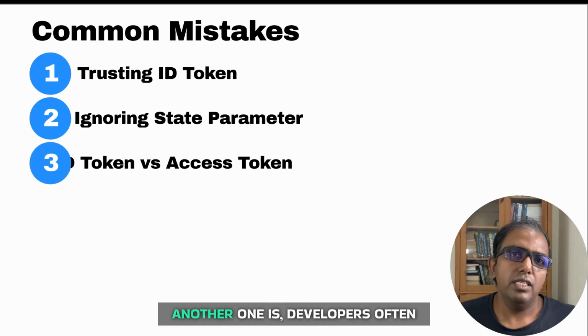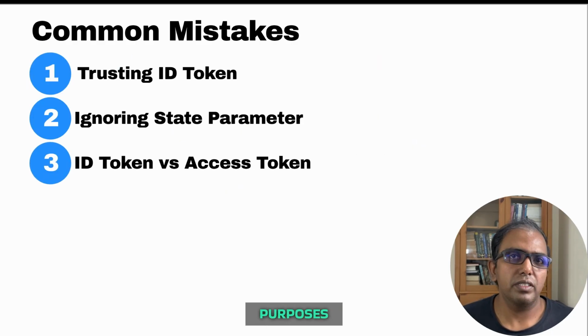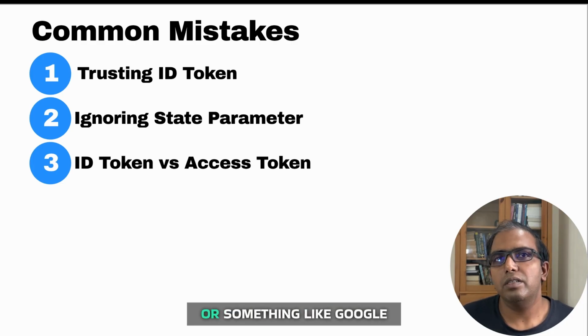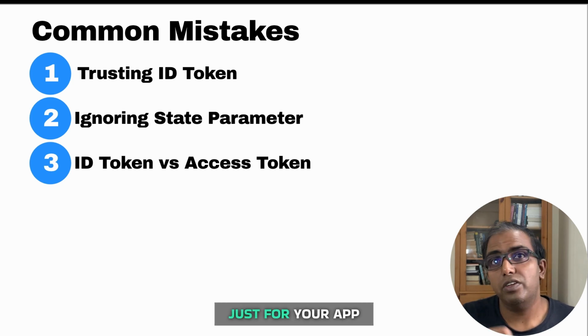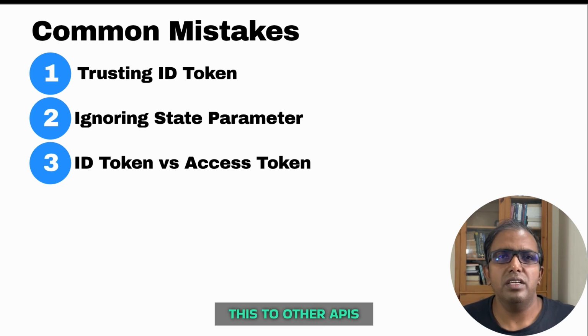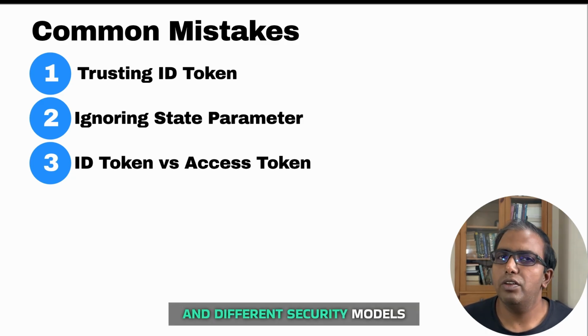Another one is developers often confuse access tokens with ID tokens. They are for different purposes. The access token is meant to be sent to your own backend or something like Google Drive or Microsoft Graph API. The ID token is just for your app to know who the user is. You typically never send this to other APIs. Treat them differently. They have different audiences and different security models.